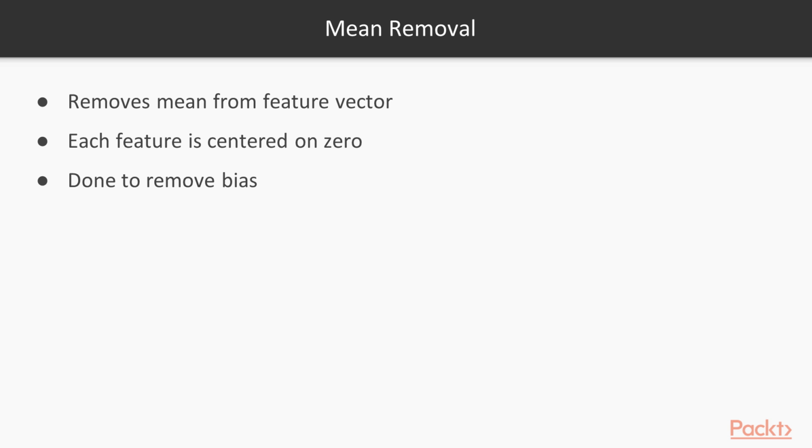Let's look at mean removal. Removing the mean is a common pre-processing technique used in machine learning. It's usually useful to remove the mean from our feature vector so that each feature is centered on 0. We do this in order to remove bias from the features in our feature vector.